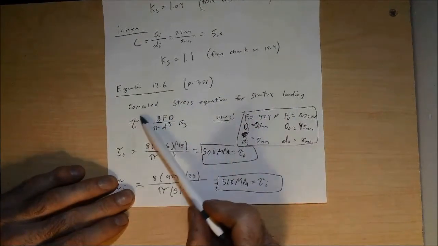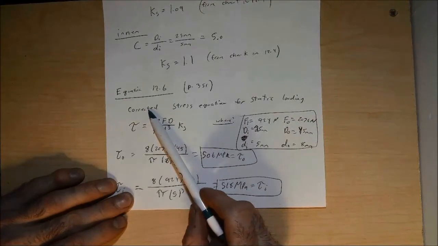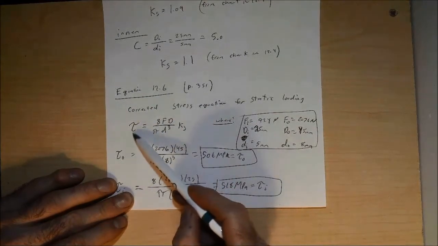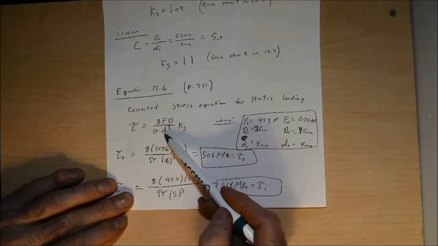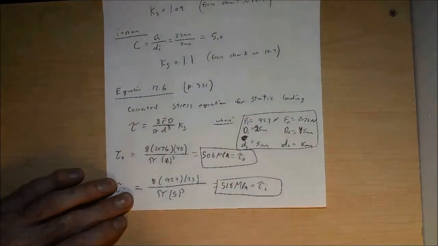So we want the corrected one so we can use these K sub S values we just found from figure 12.4. Now our governing equation 12.6 from page 351, tau is equal to 8FD, capital D, divided by pi, lowercase d cubed, times this correction factor K sub S. Now again, we want to do this for inner and for outer.